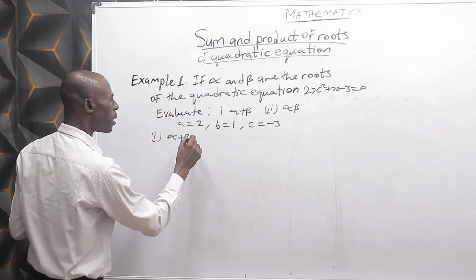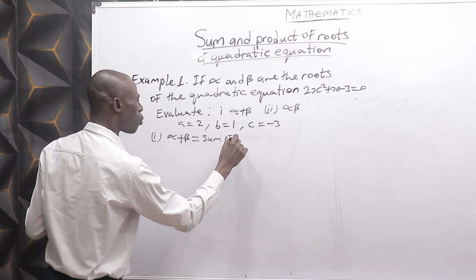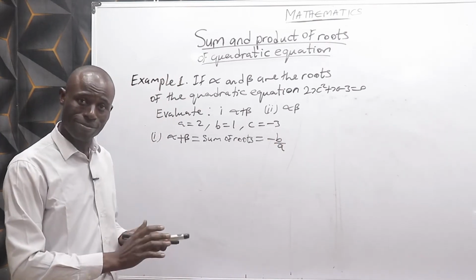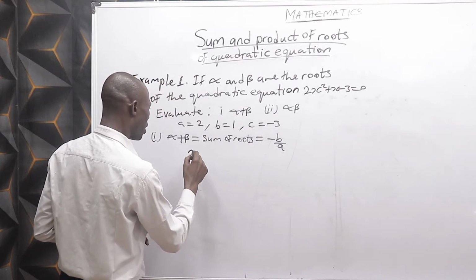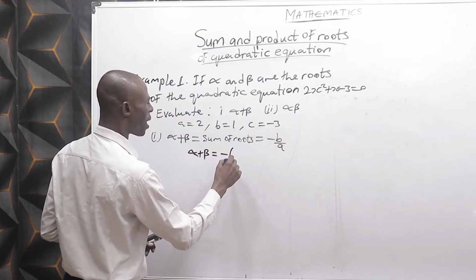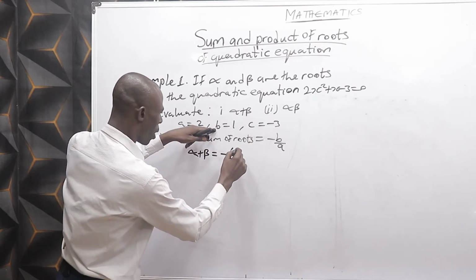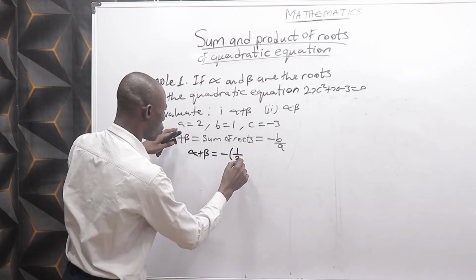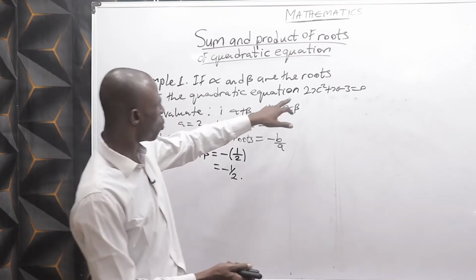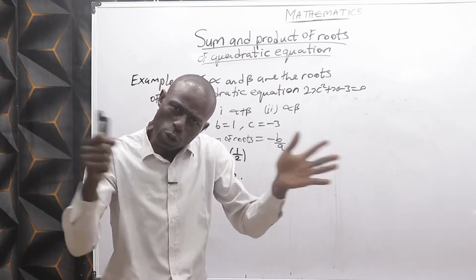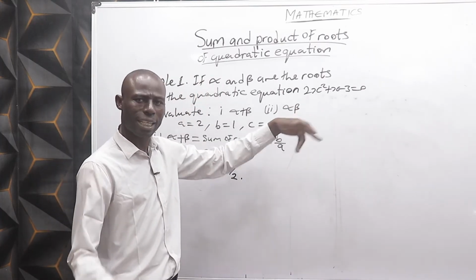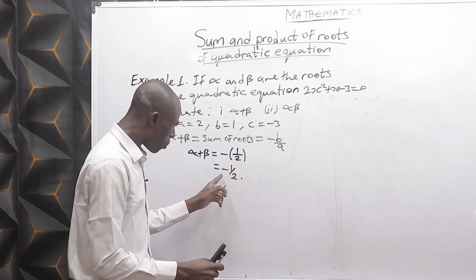Alpha plus beta means sum of roots, which is equal to minus b over a, that we derived the other time. So alpha plus beta is minus, open brackets, what is your b? B is 1. What is your a? A is 2. Answer is minus half. That means by the time you solve this quadratic equation, you get 2 roots, and by the time you add the 2 roots together, your answer will be minus half. You can try and solve this quadratic equation, get your 2 roots, add them together. Your answer must be minus half.